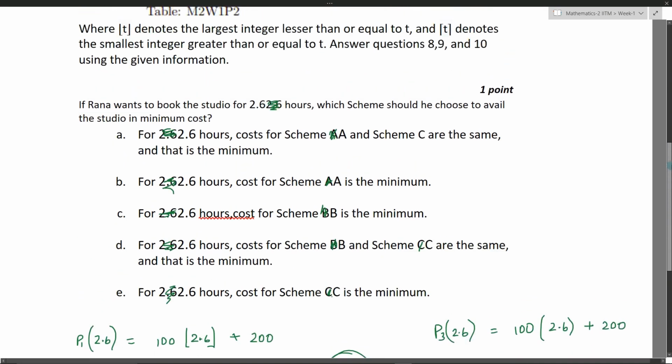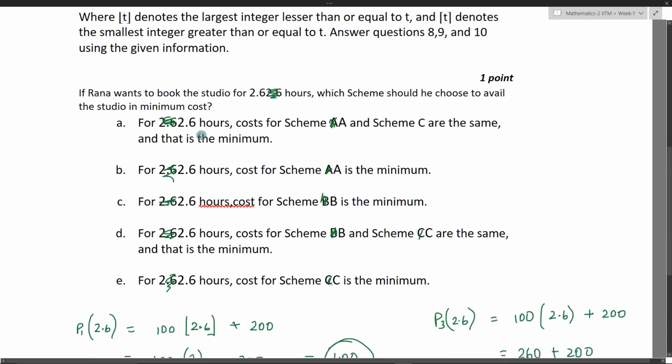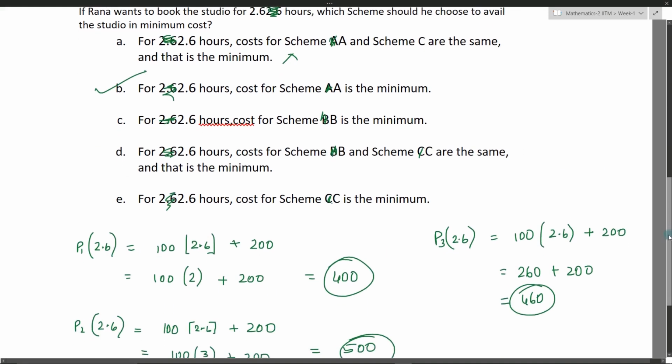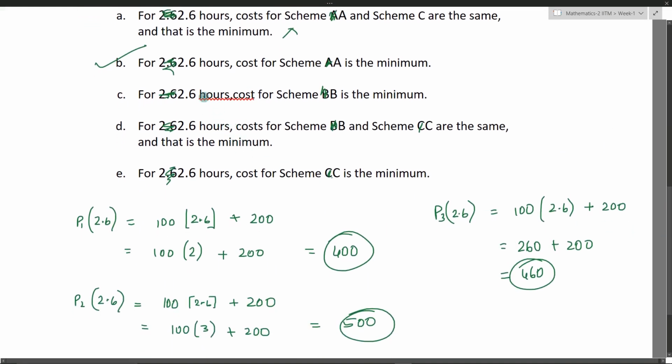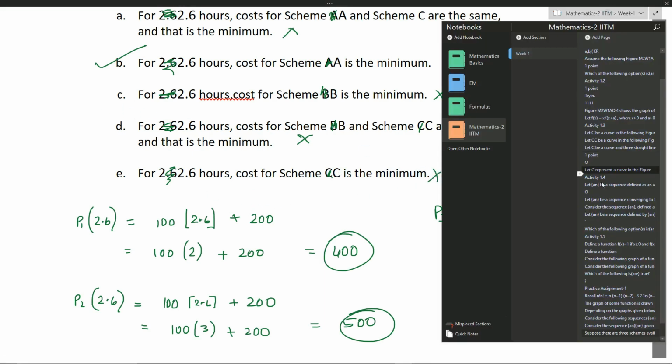So let us see the options now. For 2.6 hours, the cost of scheme A and scheme C are the same, so this is wrong. For 2.6 hours, the cost for scheme A is minimum, yes. What about the other options? Scheme B is minimum, no. Scheme B and scheme C are the same, no. Cost of C is minimum, so this is also wrong. Option B is the right one.